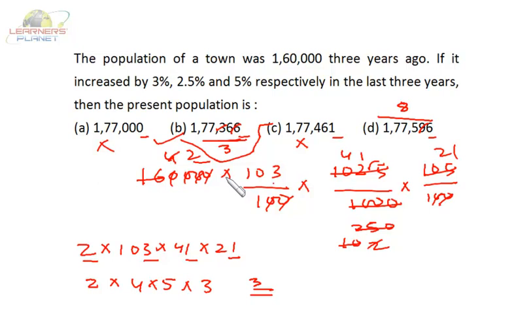Okay. So if you know the digital root concept and if you know the unit digit calculation concept, then you don't have to make this sort of multiplication. The problem will be very easy for you. Okay. I hope you are clear.